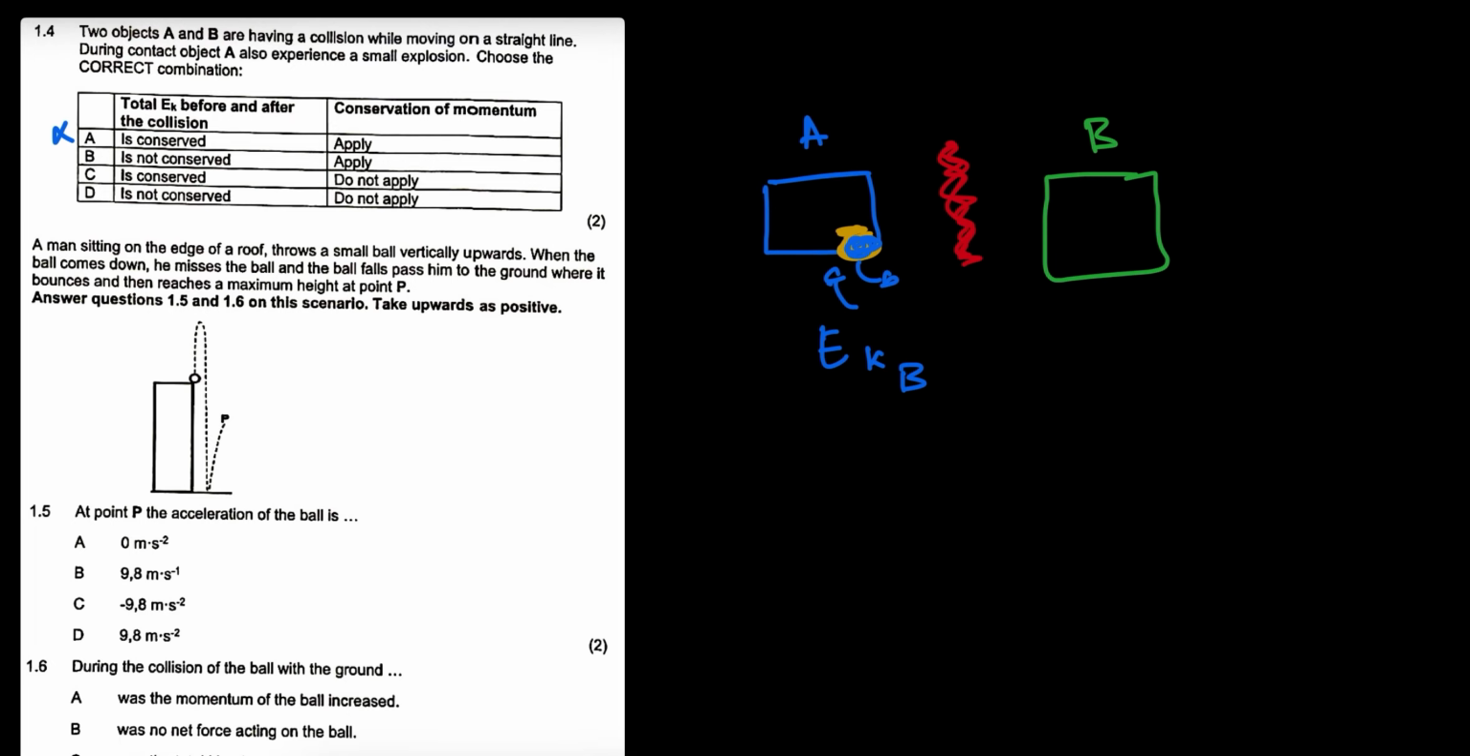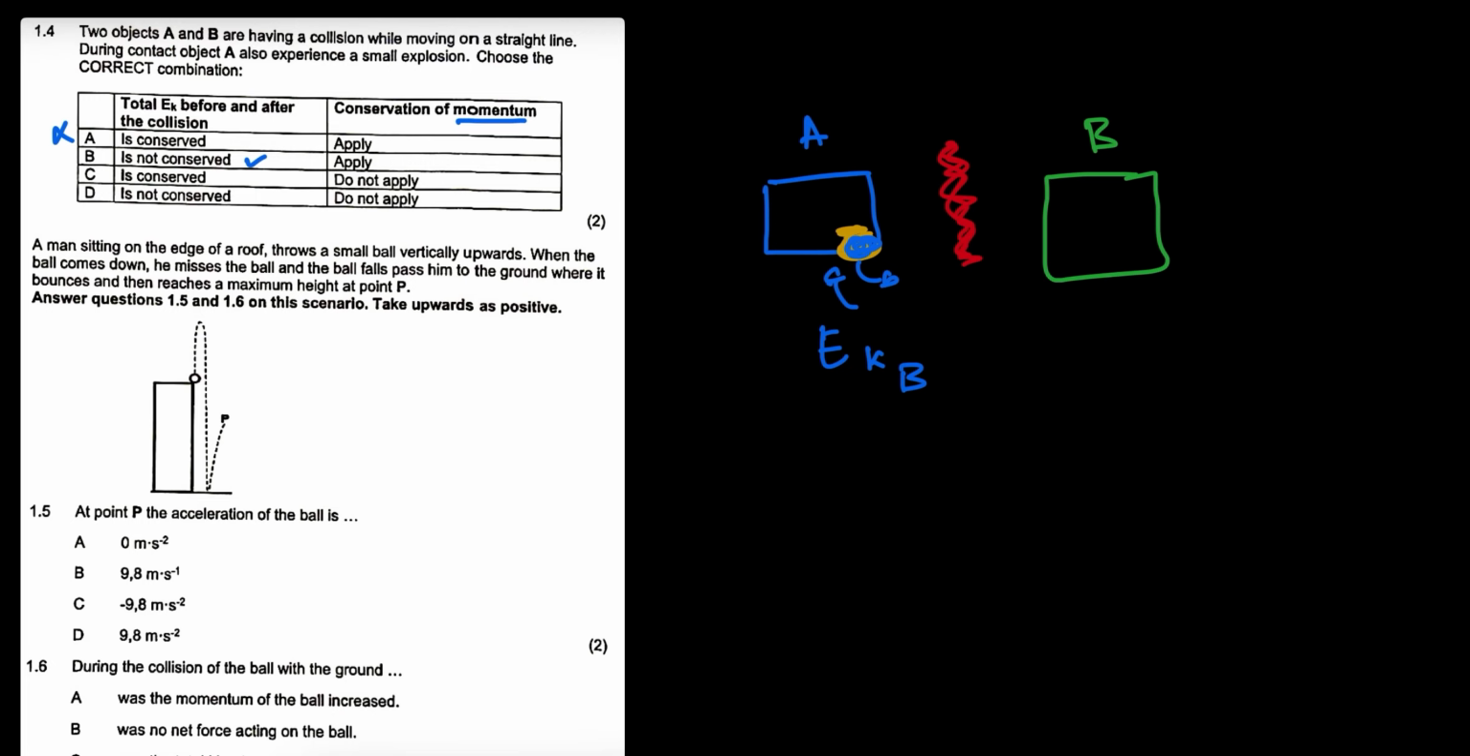If we look at B, it says kinetic energy is not conserved. With this statement, we agree. But there is also another statement that says conservation of momentum. That means momentum is conserved. So let's also try to analyze the momentum.